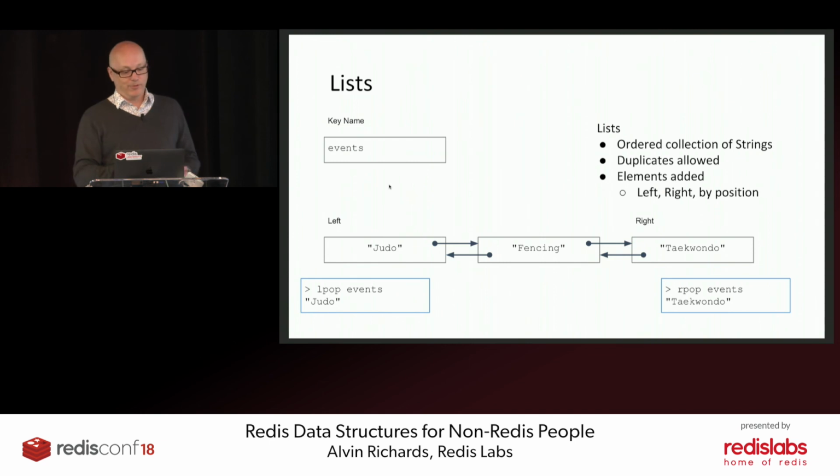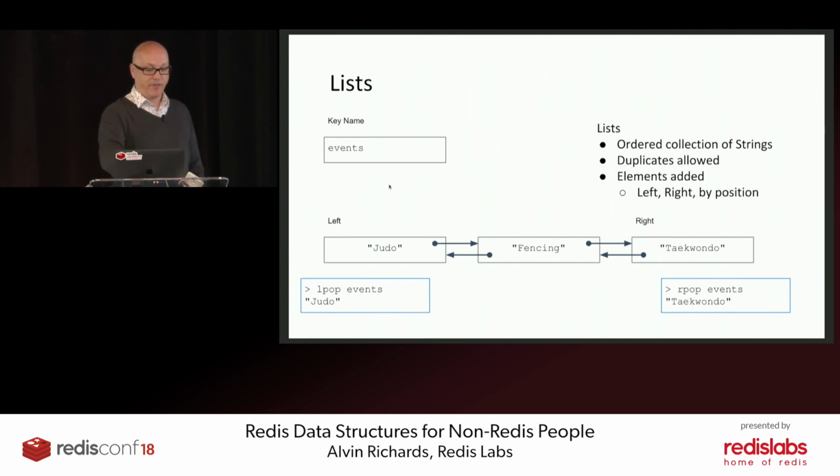Normally you would call judo the head of the list and taekwondo maybe the tail of the list. In Redis naming conventions, judo is the left and taekwondo is on the right. So you'll see commands that start with LPOP or RPOP to denote which end of the list you're going from, the left or the right.